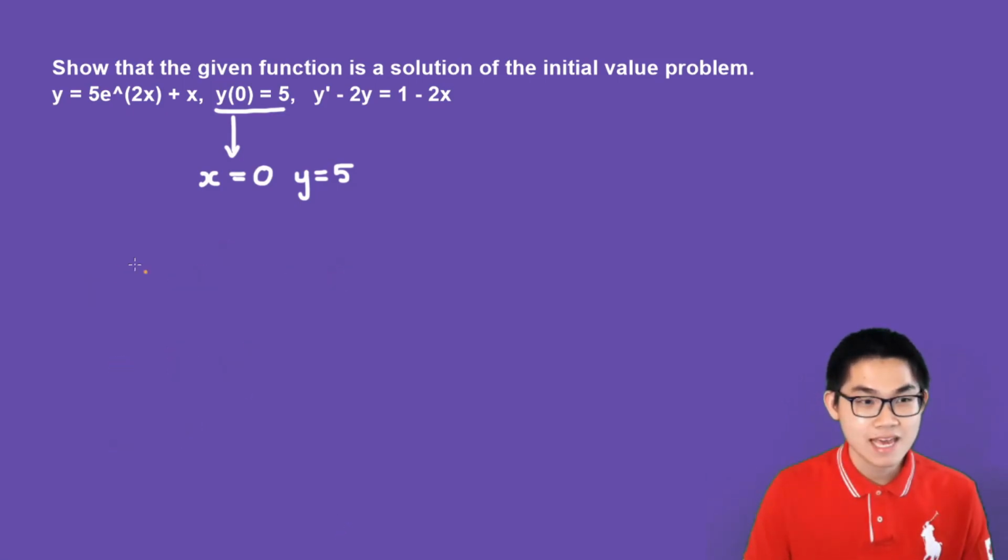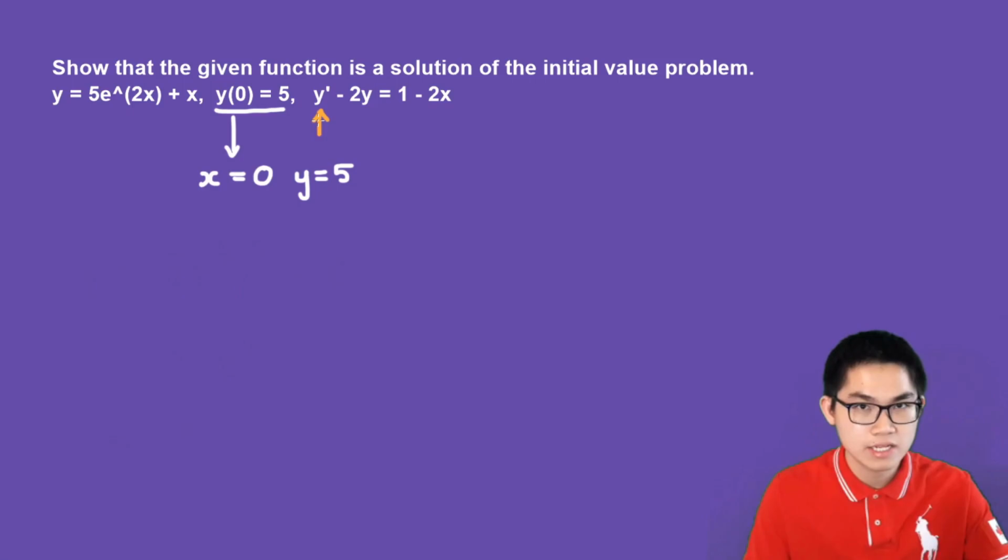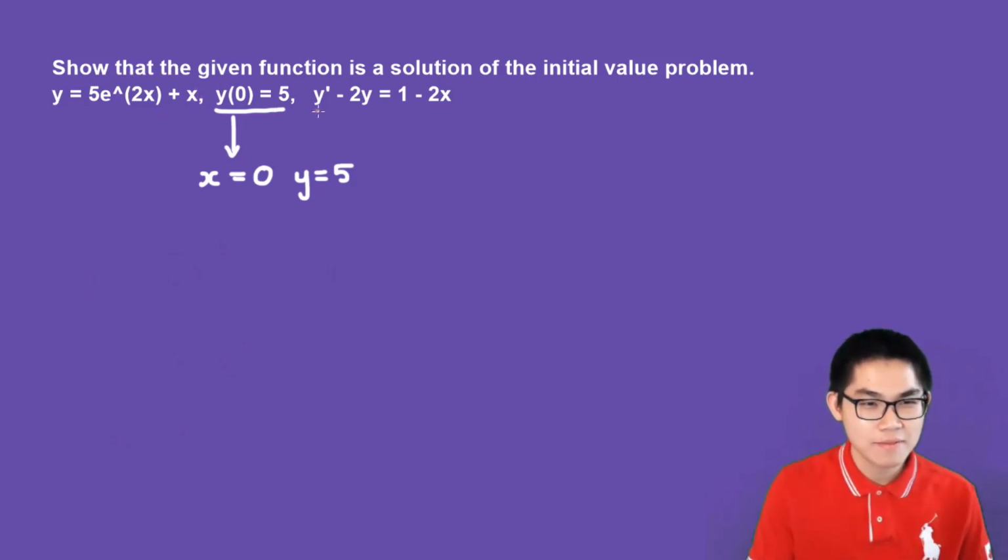The second step is to plug y is equal to all of this into our differential equation. So we see here, that's y, right? We can plug y into there, and we also need to find y prime, and we also plug it into the equation. And if the left-hand side is the same as the right-hand side, then our function is indeed a solution to the initial value problem. Let's first find y prime.